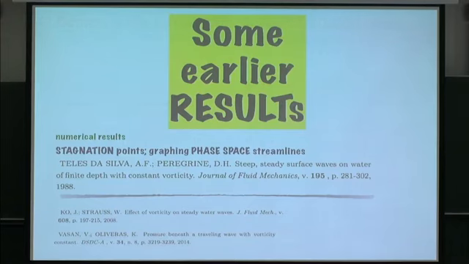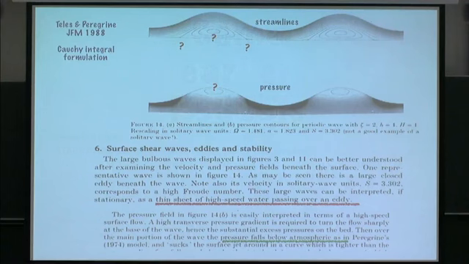Okay, so some earlier results. Some earlier results, famous papers well known to the community. Of course, this one, which is maybe the starting point of many things, at least suggesting things, the paper by Teles da Silva and Peregrine, and then the paper by Cohen, Strauss and Vasan, and many others. I know there are many people around here, also in this room, doing computations, but I'm just going to cite these three. And here are some pictures, for example, from Teles da Silva and Peregrine.